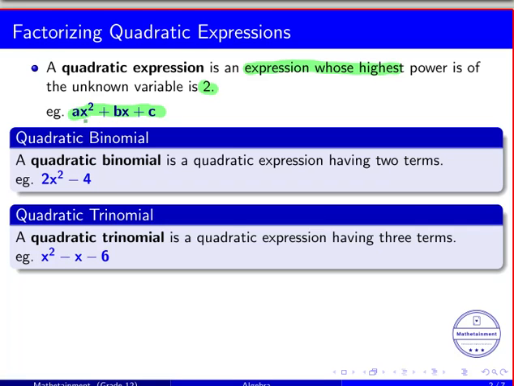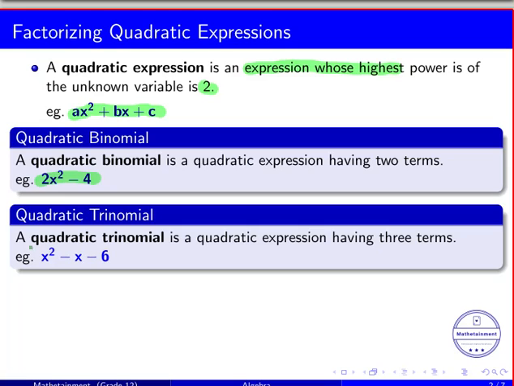So it means you only have the coefficient of x squared, and the coefficient of x is actually 0, and then you have a constant. For example, here is one example. Here we have 2x squared minus 4. This is an example of a binomial. It's a quadratic binomial because still the highest power of x is 2.